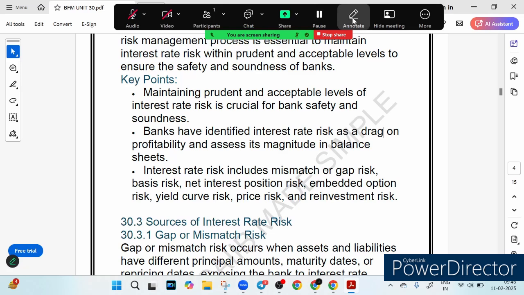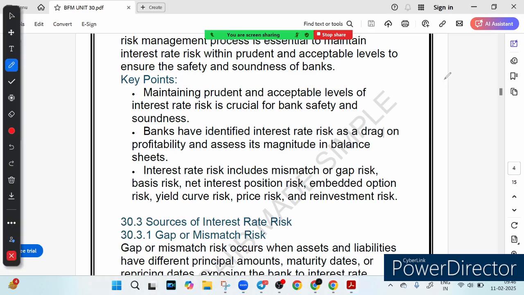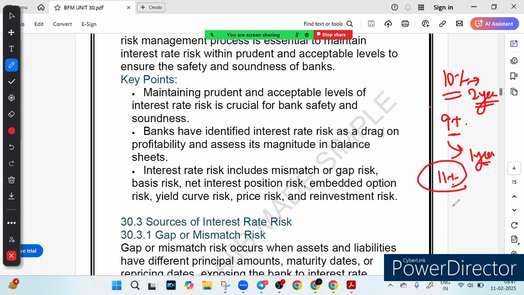Imagine you lend money to your friend at a fixed 10% interest. But what if you borrowed that money from someone else for only 1 year at 9%? Suppose you lend money to your friend for 2 years at 10% interest rate, and you borrowed from someone at 9% interest rate for 1 year. So for the first year you make a small profit, but after 1 year, suppose the borrowing rate jumps to 11%, you now have to pay more interest than you earn, causing a loss. This is exactly what happens to the bank, and it is what we call the gap or mismatch risk.